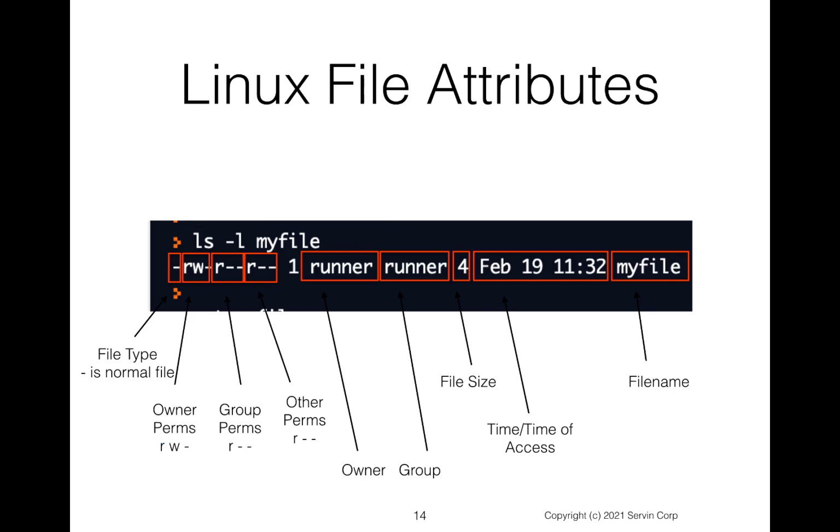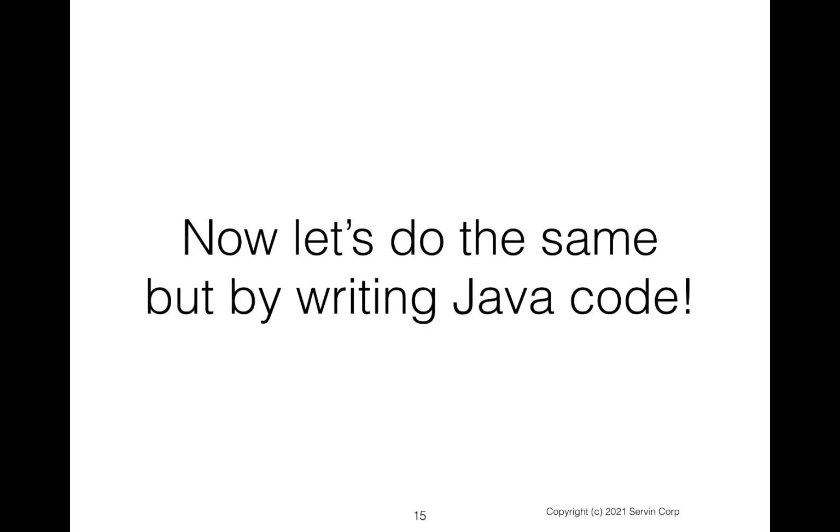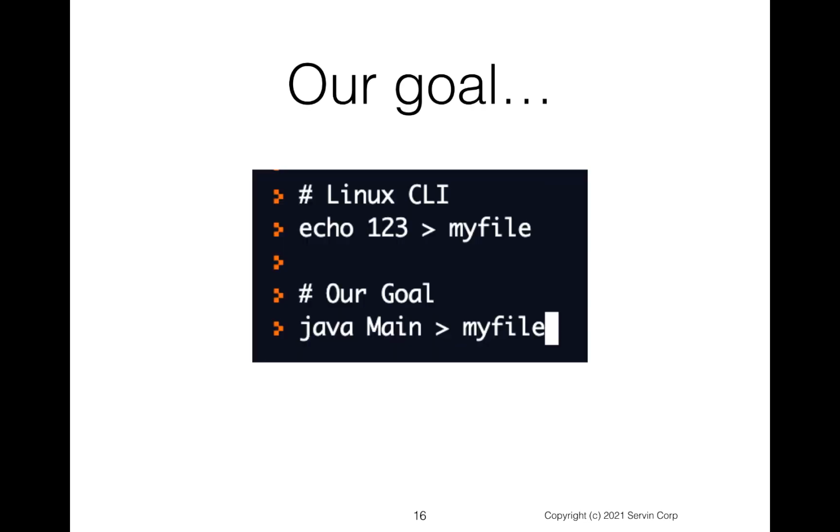Now, we've looked at the Linux file attributes previously in another video, but here they are for your review, where we have these different file attributes. Now, let's do the same thing. Instead of writing to the file using the command line, let's do it using Java code. We know that in the command line, if I do echo 123 and send the output to my file, how can we do a similar thing in Java? How can I say Java main and send the output to the file?